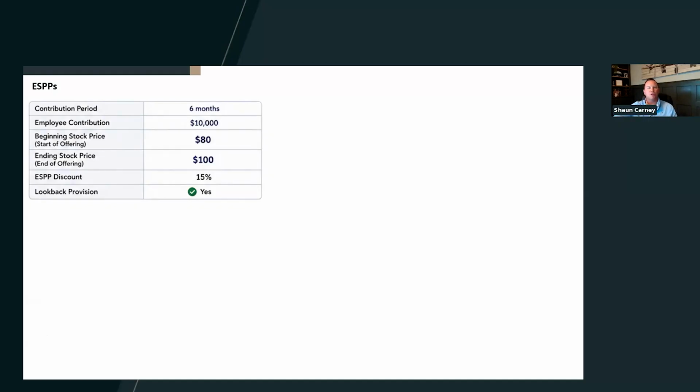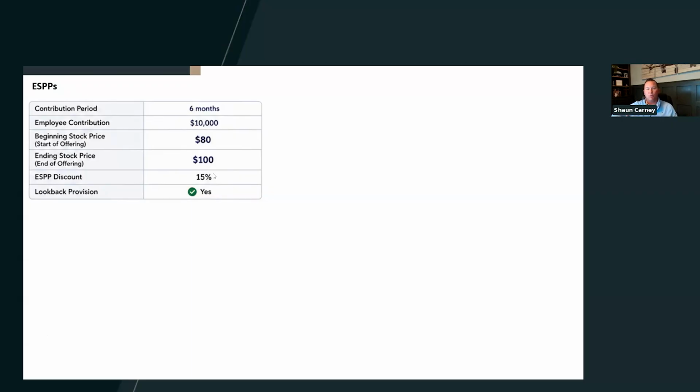So this is just an opportunity to buy shares at a lower price. My beginning stock price when it was offered was $80. By the time the offering ended, meaning after I've kind of got the vesting schedule, it is now worth $100. And this is my opportunity to make the payment. I'm going to get that ESPP discount of 15%.